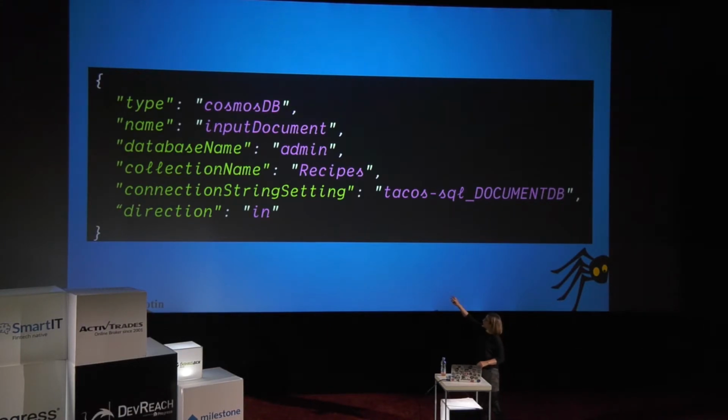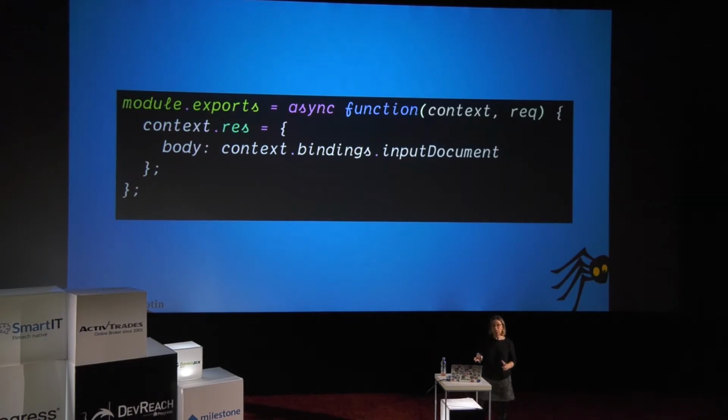You can see here that I'm connecting to Cosmos DB: what kind of database, what collection, what's my connection string. The connection string is going to be read from the local.settings, from the app settings that we've seen earlier. And then to use that data source, to read from it, we only need to access context.bindings.input document. And that's it.